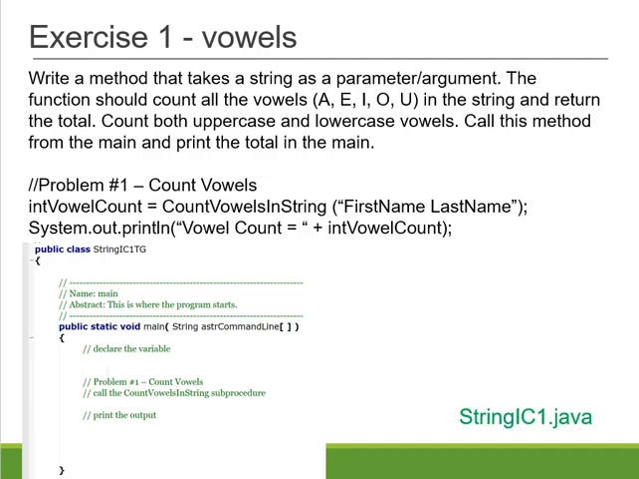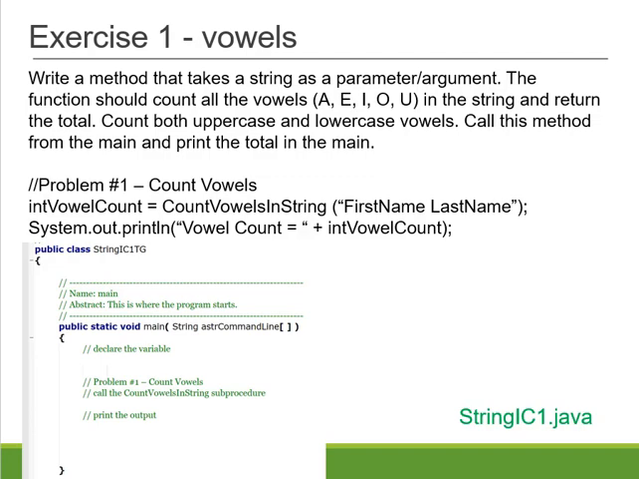In exercise 1, we are going to write a program that takes a string as a parameter and counts the number of vowels, A, E, I, O, U, in a string, and this program will return the total. Create a method called countVowelsInString that receives a string parameter. Be sure to count both upper and lowercase vowels. Call the method from the main method. Print the total in the main method.